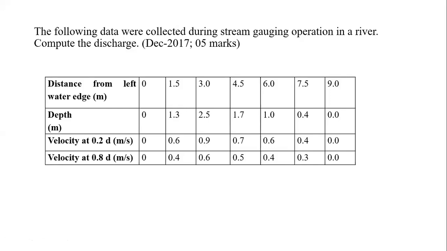0.2d, that is 2.5 into 0.2, that is 0.5 meters, the velocity is 0.9. How come it is 2.5 into 0.2? Exactly 0.5. The velocity is 0.9 meter per second, whereas at 0.8d, 2.5 into 0.8, that is at 2 meters from the surface, the velocity is 0.6.